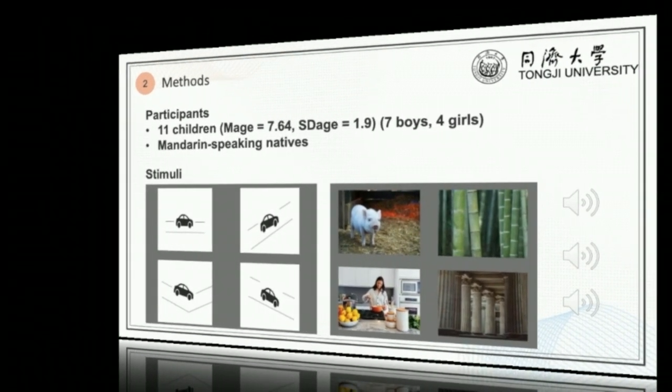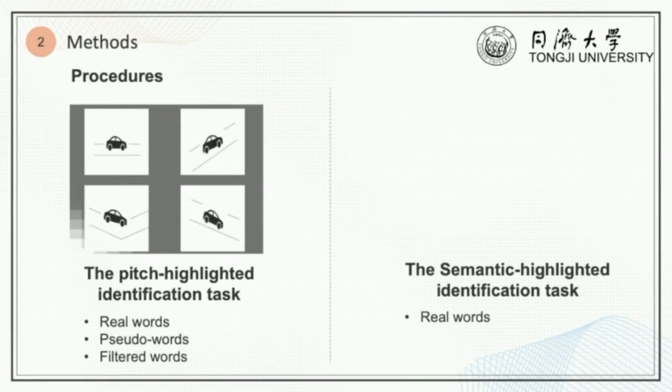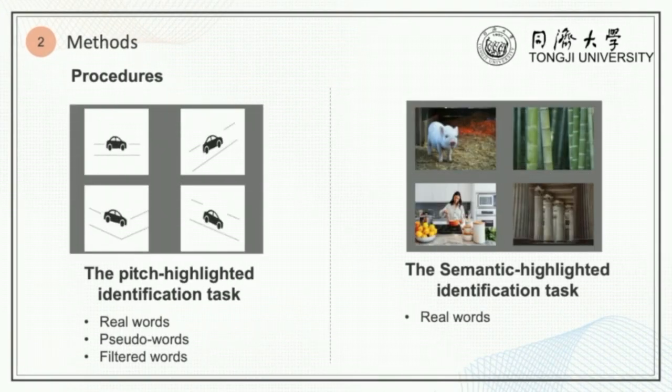The pitch highlighted identification task investigated children's perceptual ability of identifying pitch directions. The semantic highlighted identification task tested children's perceptual ability of extracting linguistic meanings by integrating pitch and semantic information in acoustic signals. According to different tasks, the sound stimuli were also different.